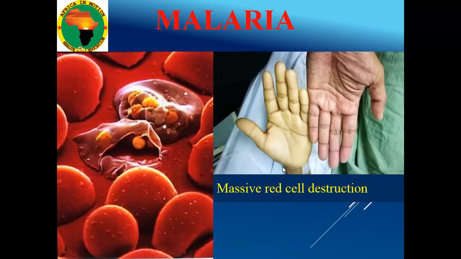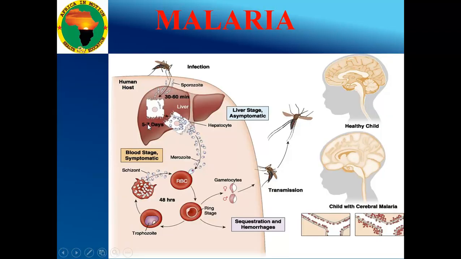Now, when you check the anemia, because of massive red blood cell destruction, you can see the two hands. This hand is not looking well. This is pink, but this one, it's white. There is no blood because of what? The red blood cells destruction.